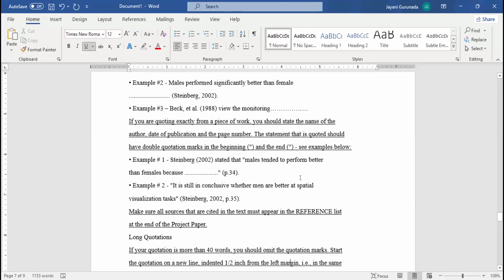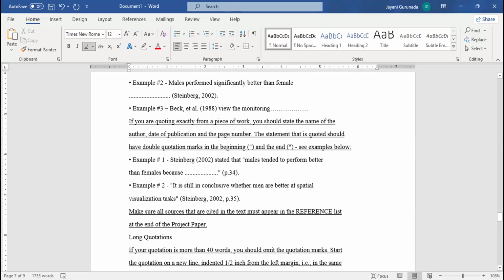You can take the whole quote, that means the paragraph or the sentences, at the end of it, you have to use inverted commas, then write Steinberg within brackets. If you do not pass it, Steinberg, comma, year 2002, page number මොකද කියලා ලියන්න.